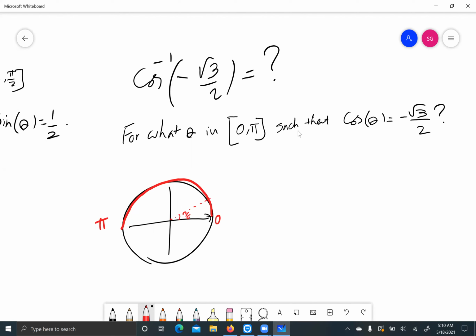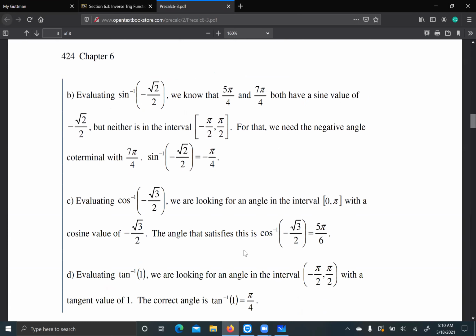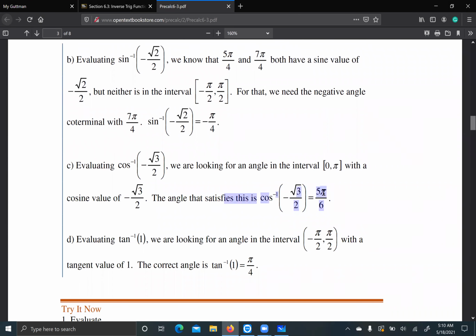We know that for pi over 6, the cosine is positive square root of 3 over 2. But this is negative square root of 3 over 2, so it's this angle. This angle is pi minus pi over 6, so it's going to be 5 pi over 6. So the answer is 5 pi over 6, right?